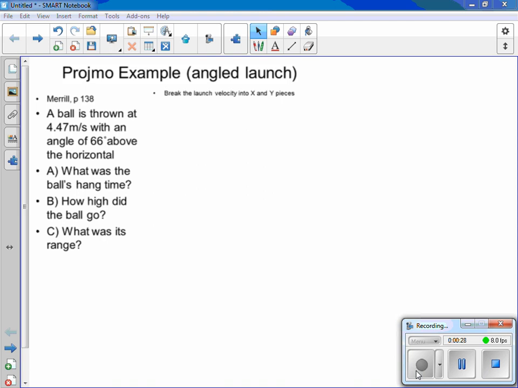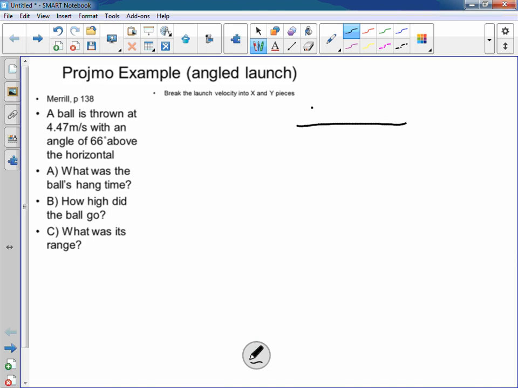So a ball is thrown at 4.47, a nice round number, meters per second with an angle of 66 degrees above the horizontal. So the first thing we're going to do is draw it out. We imagine here's some type of cannon or launching device, and it goes across like that. We've got a launch angle here, theta, and we've got our launch velocity, which I'm just going to call V0, right there.